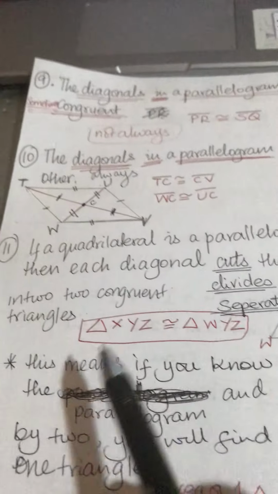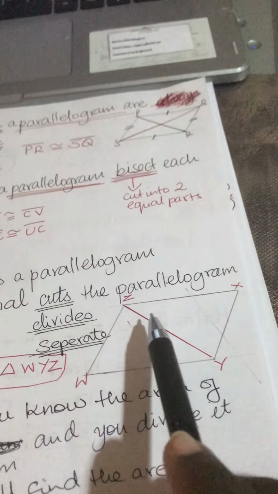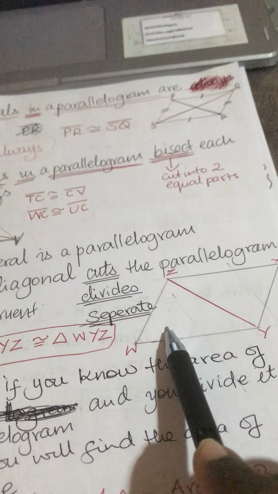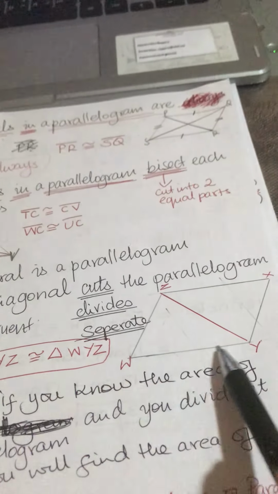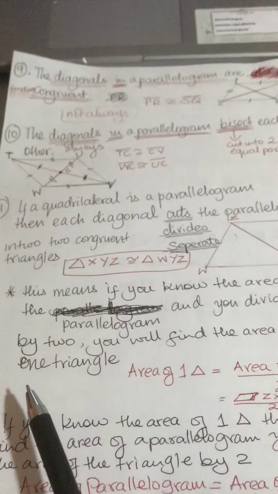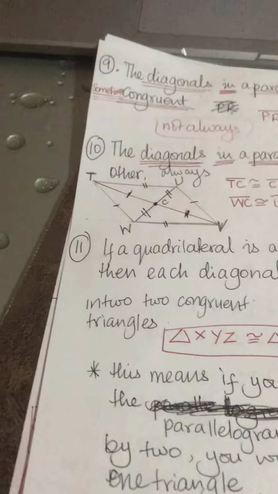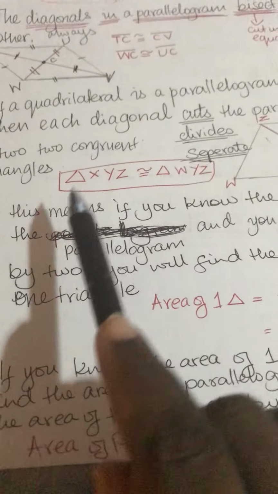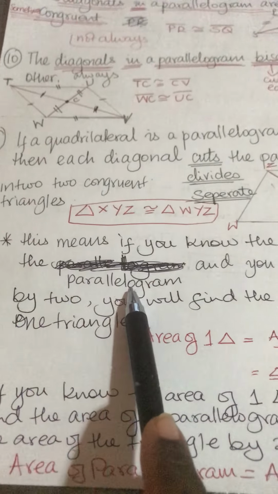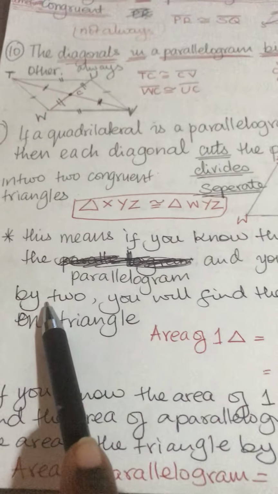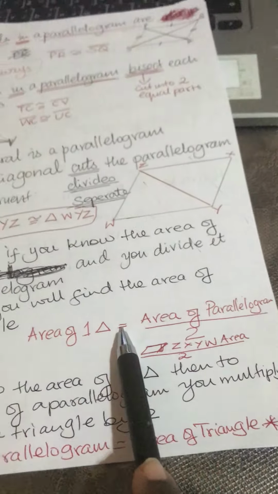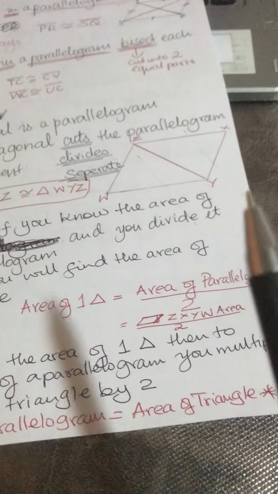Okay? This means if you know the area of one triangle, it will be the same area as this. If you know the area of the parallelogram and you want the area of one triangle, you just divide it by 2. So that's what I wrote over here. So area of one triangle equals area of parallelogram divided by 2.